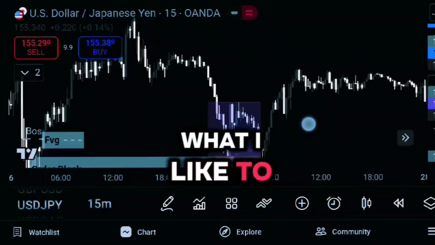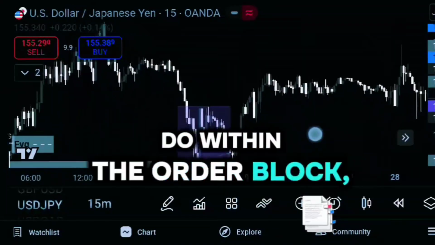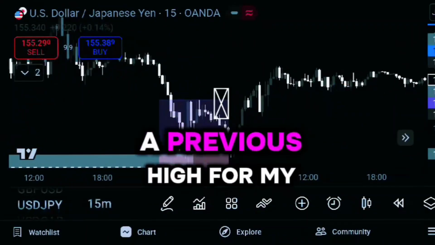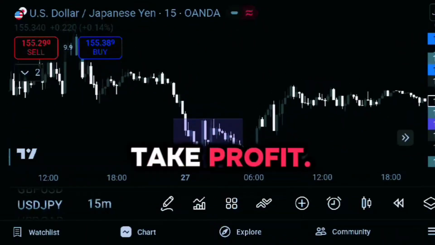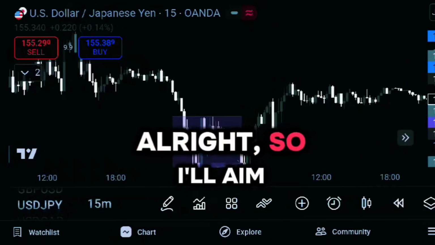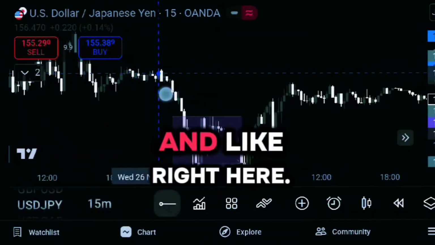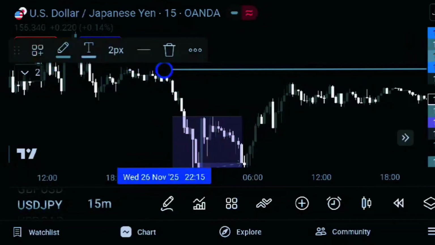What I like to do within the order block some of the time is just aim for a previous high for my take profit, right? So I'll aim for a previous high. My previous high could have been like right here, right?